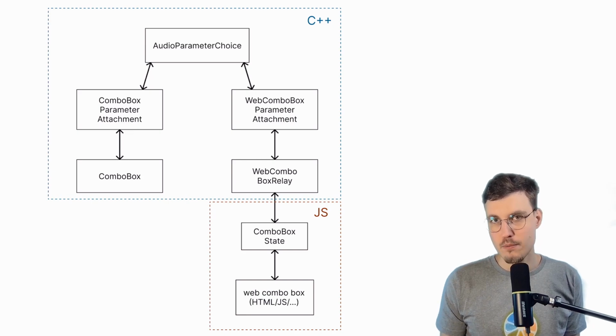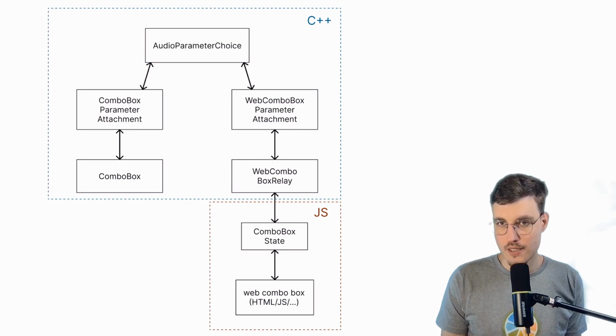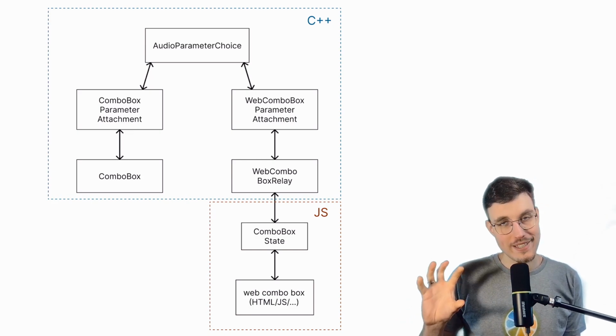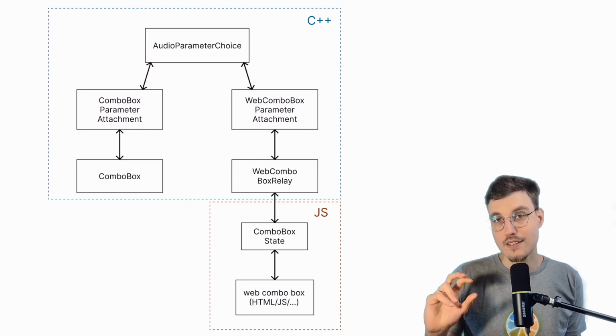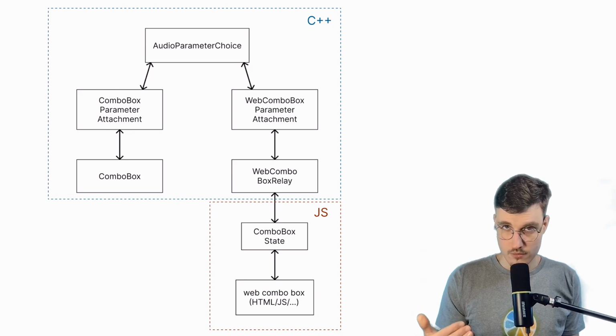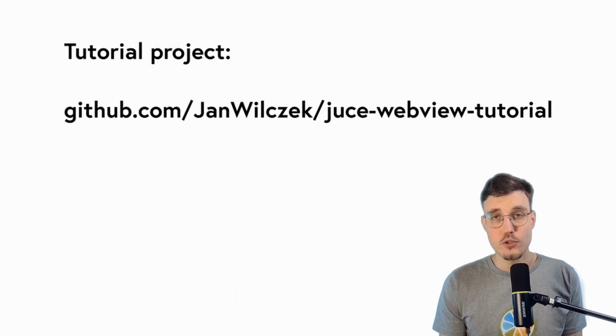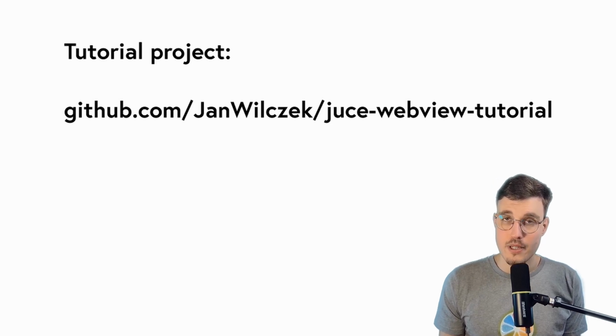And there the flow is a little bit more complicated because on the C++ side, we have a relay class and a parameter attachment class. And the relay class exposes a ComboBoxState object in JavaScript. And this is the object that we can interact with from our JavaScript frontend to get updates on the number of elements changed and the index of the selected one changed. And also we can notify C++ that the user chose one of these options. So the attachment classes keep the UI controls and the parameter itself in sync, but the web flow is more complicated in this case.